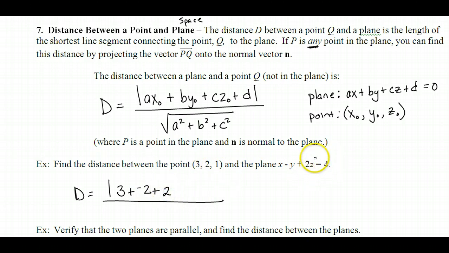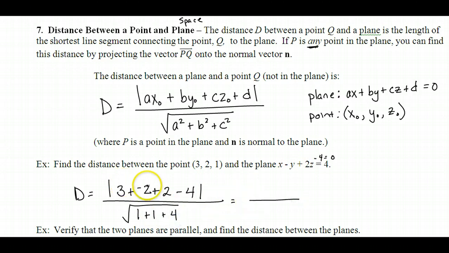Well, if we put this over here, that would be -4 equals 0. So that would be -4. And we need the absolute value of that divided by the square root of our plane. So it'd be 1 squared. So b squared would give us another 1. C squared would give us 4.